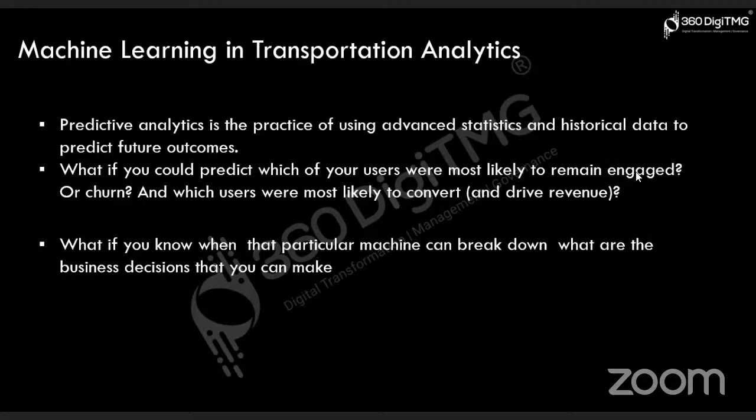This is one of the classic scenarios. If you know whether a customer is going to churn or will remain engaged with you, what kind of business decision can you make? Another example is transportation, or machines in industries. If you know at what time a particular machine is going to break down, what business decisions can you make?